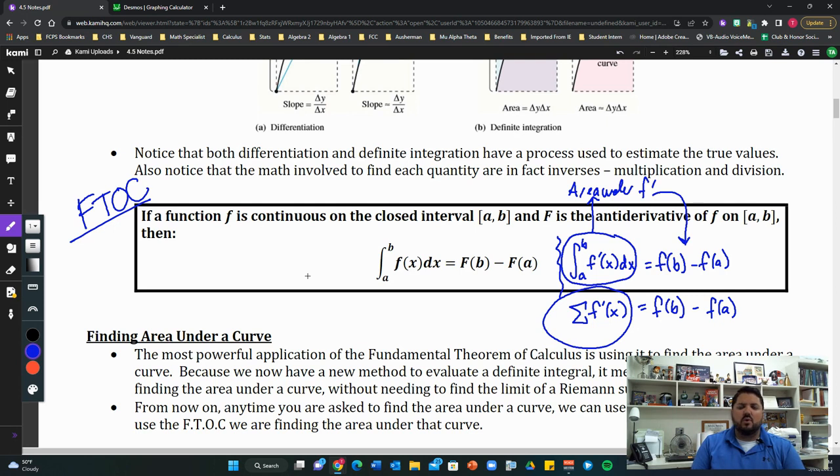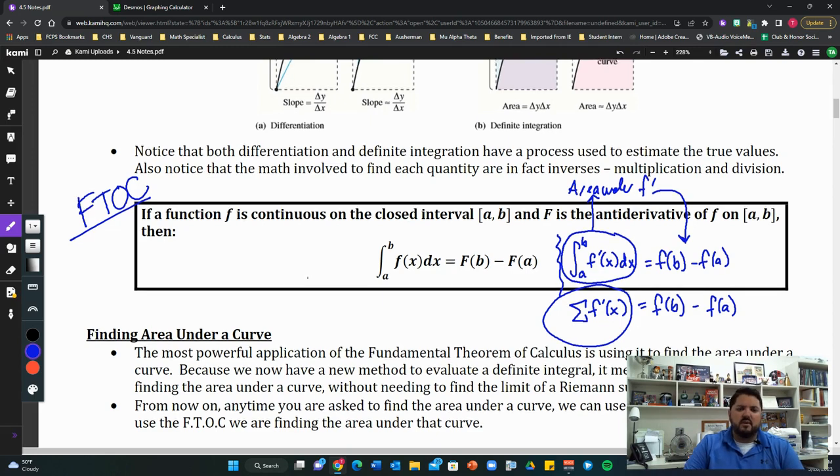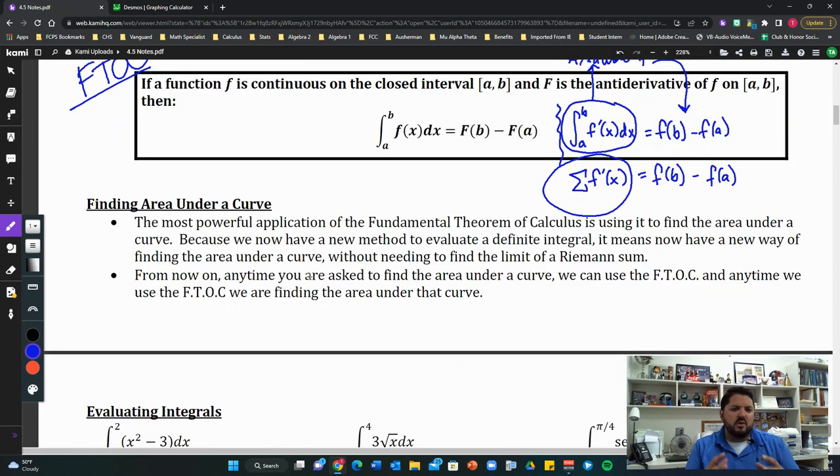And that is the total amount of change that we see occurring to a given function. So let's continue putting all this together. Again, the most powerful application of the fundamental theorem of calculus is using it to help us find the area under a curve. We can do this so quickly and easily, and I'm going to show you with some examples here in a minute.